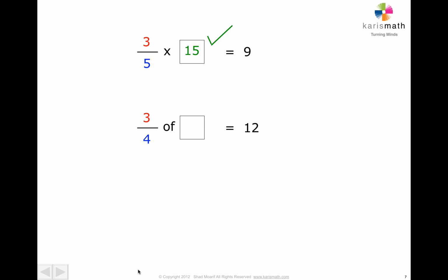Let's try another one. You do it. What's the answer of this? Do it in your head. 3 of them is 12, so one of them is 4. So 4 of them will be 4 times 4, 16. How many of you could do that? Try to do it that way. Flip it over. That's right. 3 of them is 12, one of them is 4. 4 times 4 is 16.